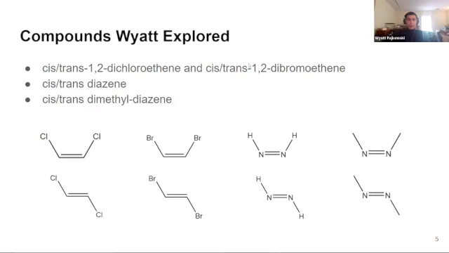Now I'll be talking about the compounds that I explored during this program. There are basically three main compounds that I explored. The first of those is cis and trans 1,2-dichloroethene, which is essentially 2-butene with chlorine substituents, as well as cis and trans 1,2-dibromoethene, which are very similar in shape and behavior, as it turns out. The second two molecules I studied were some other interesting ones that I decided to investigate: cis and trans diazine, and cis and trans dimethyldiazine, which are essentially cis and trans isomers with a nitrogen base rather than a carbon one, and I was curious about those behaviors as well.